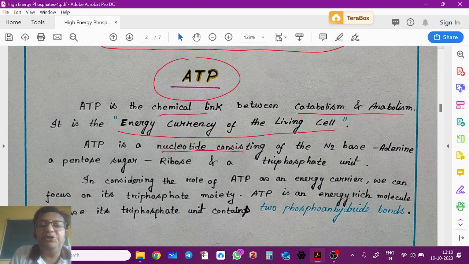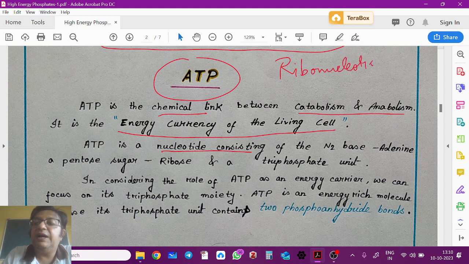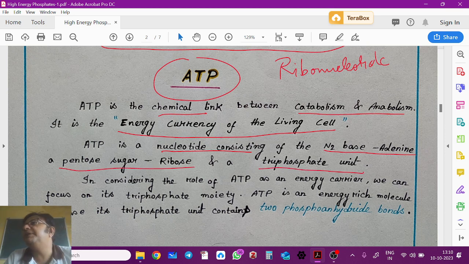It is basically a nucleotide, rather, a ribonucleotide. The nitrogenous base is adenine, a pentose sugar ribose is present, and a triphosphate unit is present.